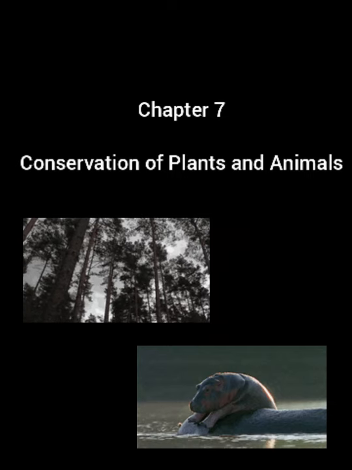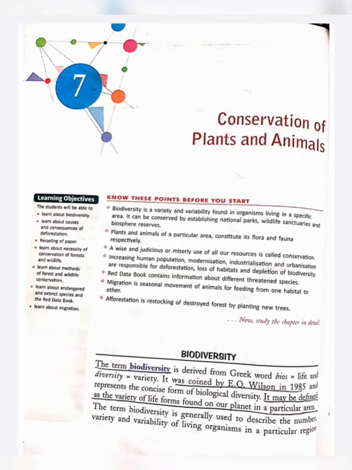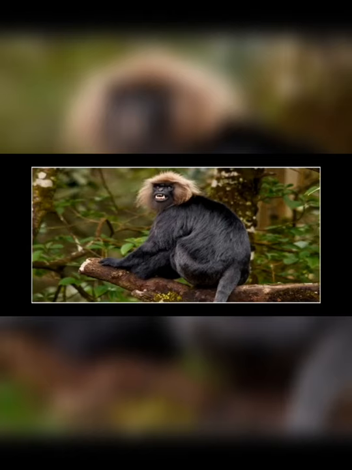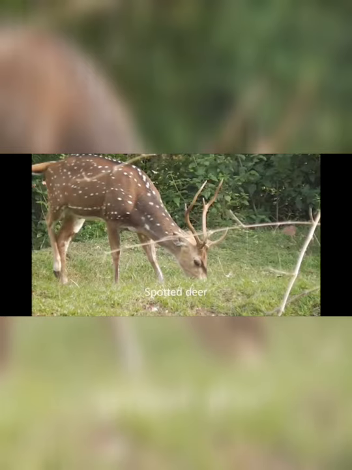Good morning, students. Today we will discuss lesson number 7, conservation of plants and animals. In this lesson, we will discuss what are the threats to biodiversity and what are various methods to conserve it. So, let us start our lesson with the term biodiversity.